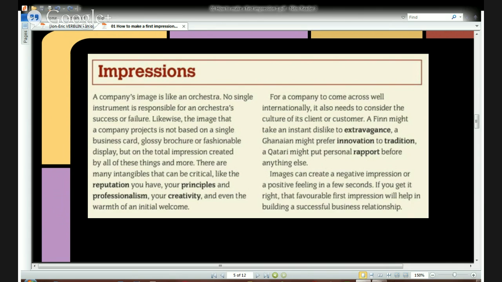There are many intangibles that can be critical, like the reputation you have, your principles and professionalism, your creativity, and even the warmth of an initial welcome. Okay, good. And Francisco, continue on the right side, please.